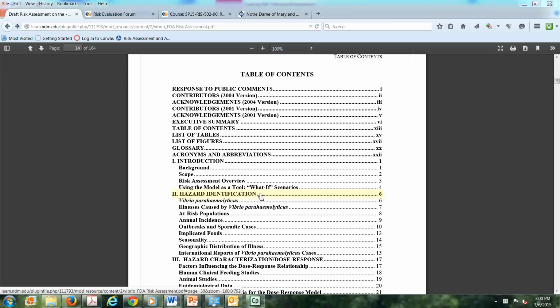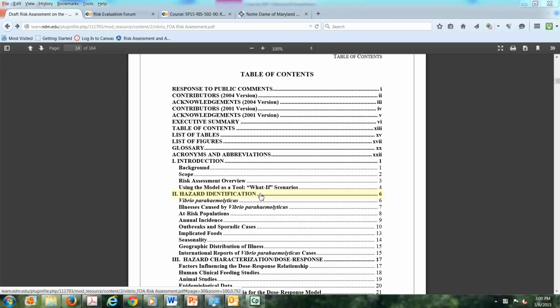Again, reviewing quickly, the National Research Council, when asked to define the risk assessment process back in 1983, said it had 4 steps: hazard identification, dose response, exposure assessment, and risk characterization.